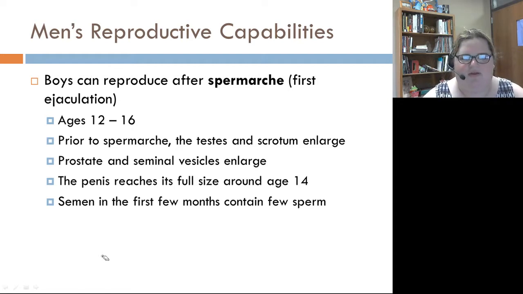About. And then in the first few months post spermarche, the semen, so the liquid carrying the sperm, only contains a few sperm. So the likelihood of you getting someone pregnant in those first few months is pretty slim because you have to remember all the sperm that you transfer doesn't make it to the egg. So again, it's sort of like a built-in safety feature.